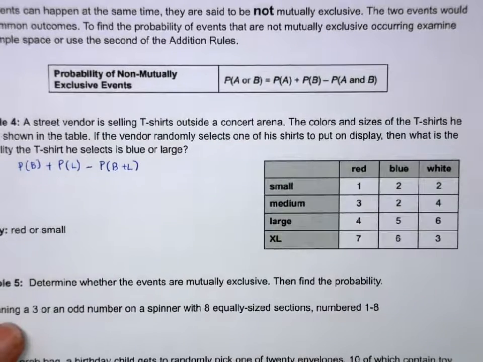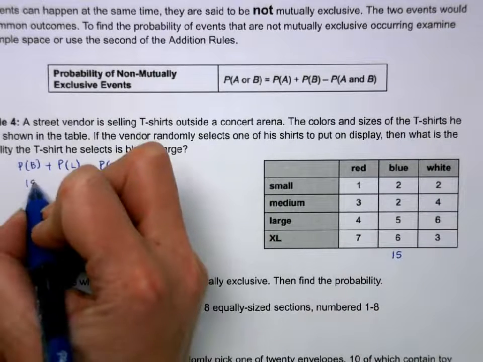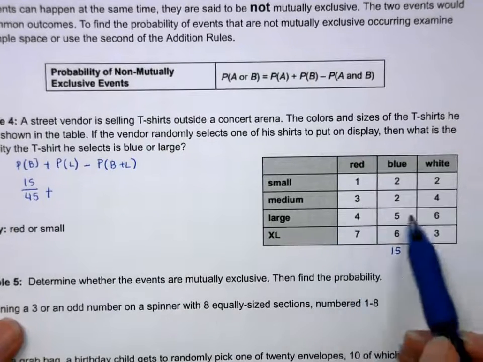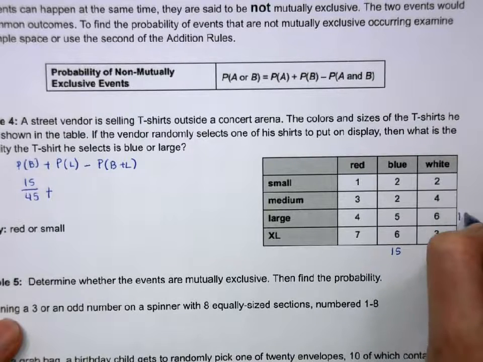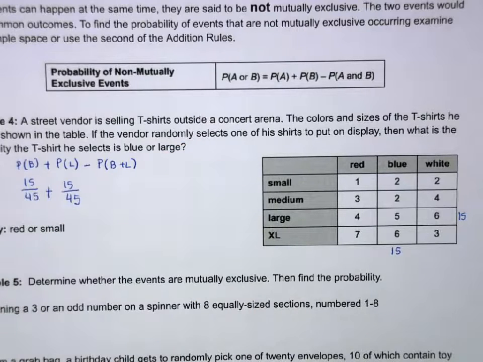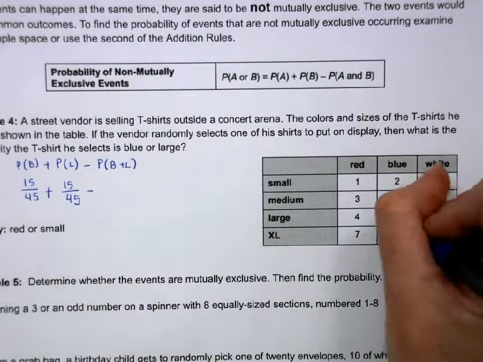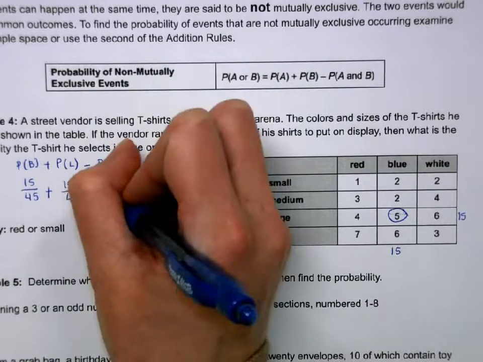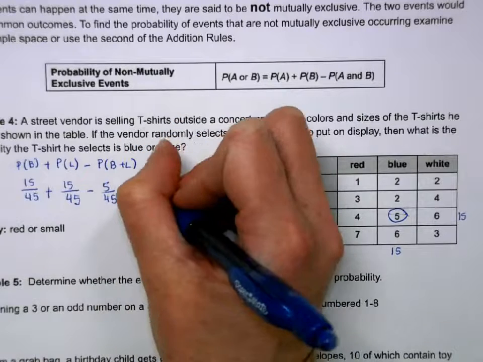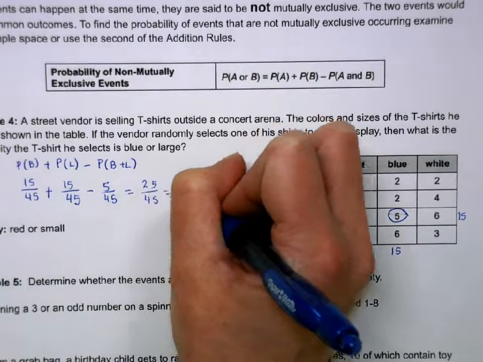Okay, so the probability that it is blue, if we add these up here, this is 15 out of the 45. The probability is large is the sum of these, which is also 15. Okay, but we've included the blue large ones twice. We've included the blue large ones here and here. So we need to subtract out the blue large, which gives us 30 minus 5 is 25 out of 45, which is 50.6%.